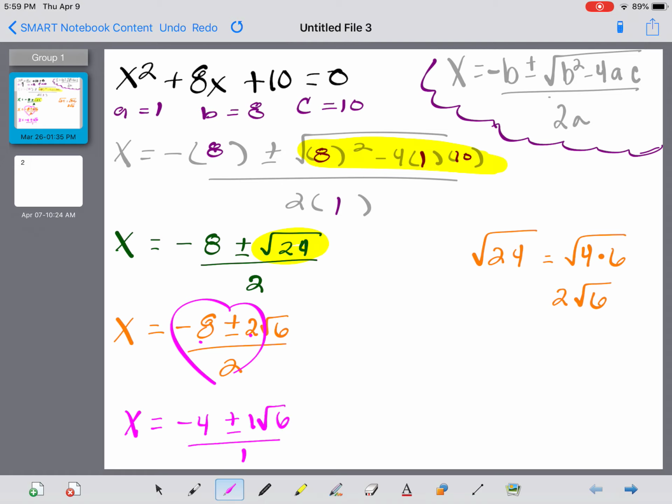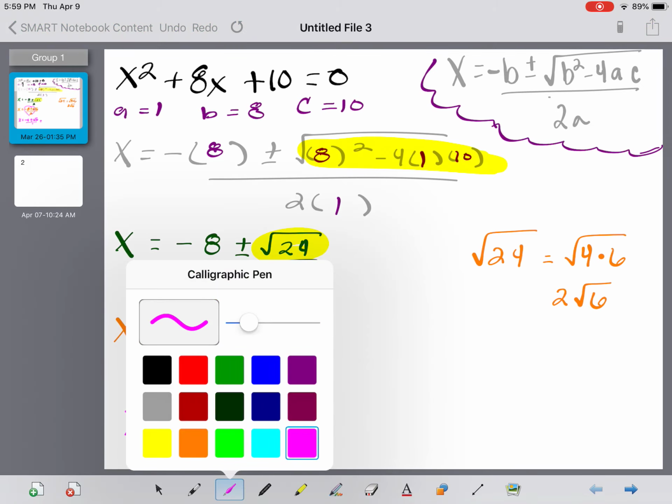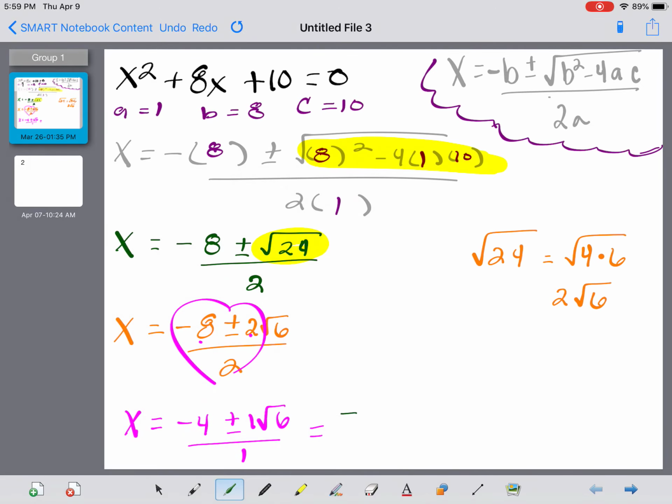That's totally fine to write it that way, but I don't believe that is an option as an answer. I think it looks more like this, negative 4 plus or minus radical 6. The ones you don't have to write. I think that's how it is in the problem. So there you go, that's how you do that problem.